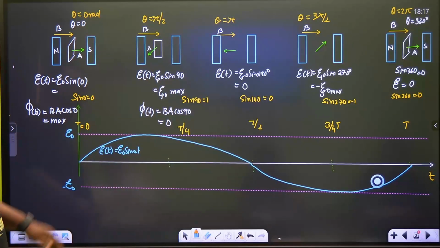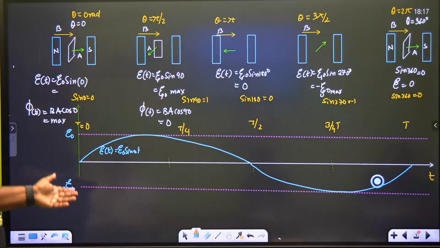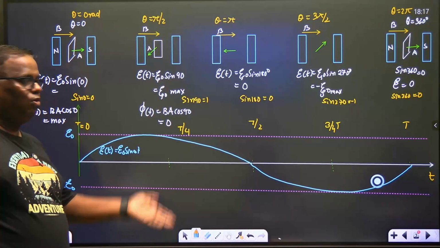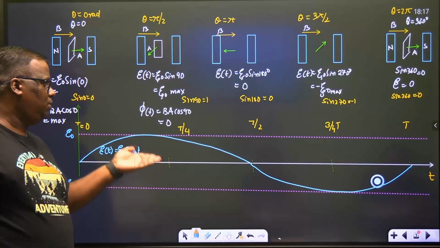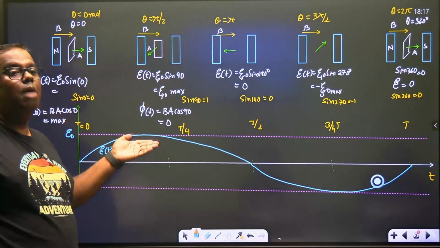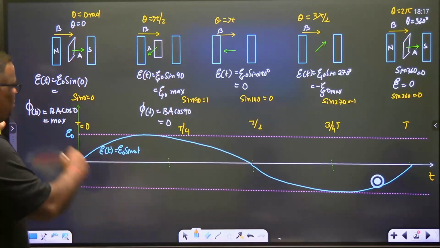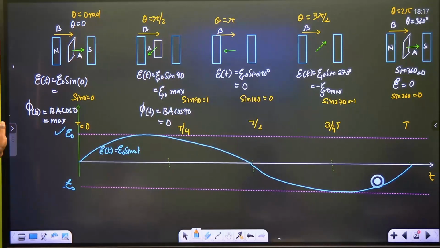Now come back to the vibrations chapter. This is to and fro movement. The maximum displacement from the central position is always called the amplitude. So what is your amplitude? Your amplitude is E0. E0 is my amplitude.